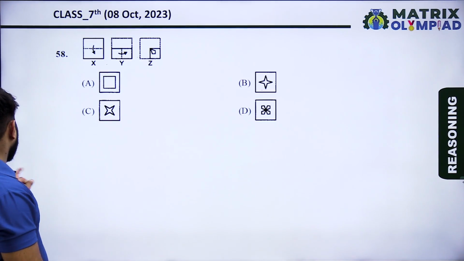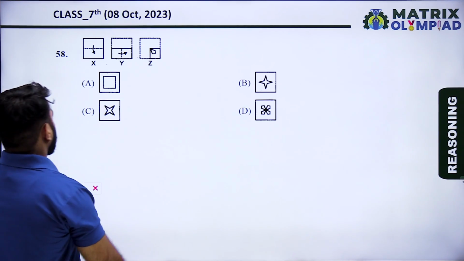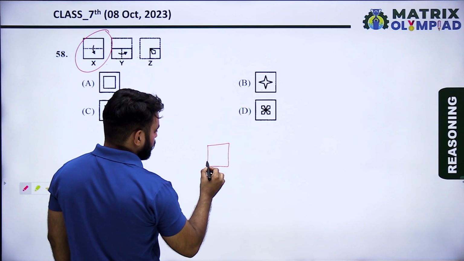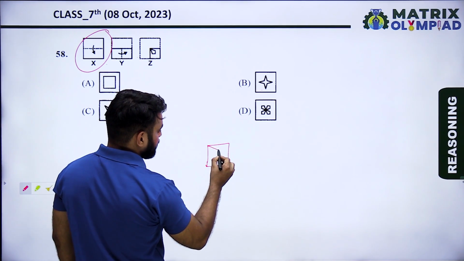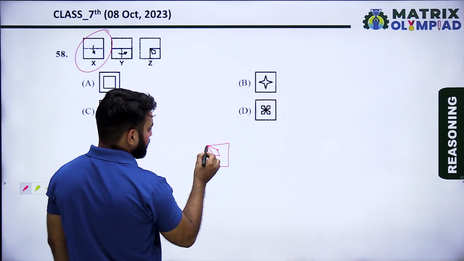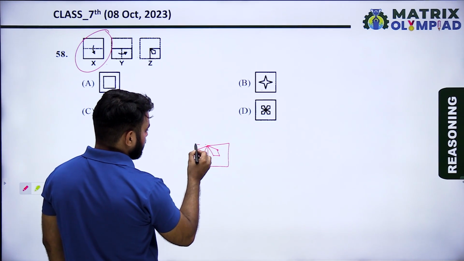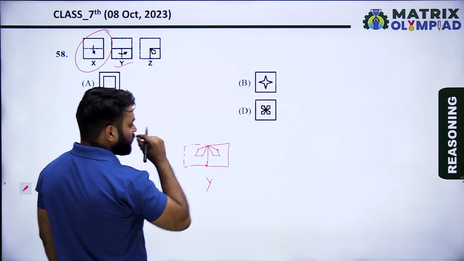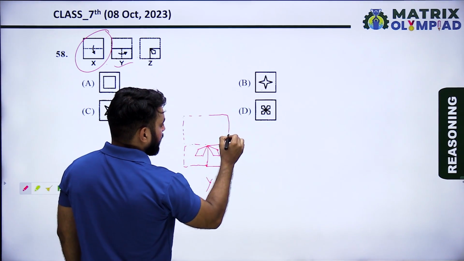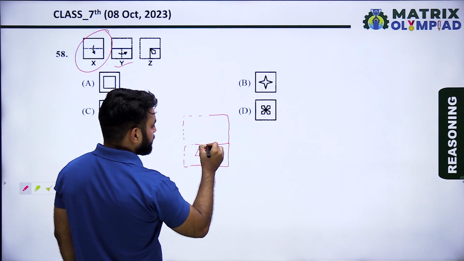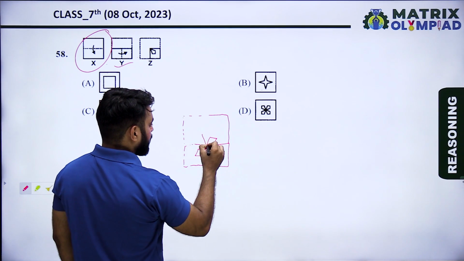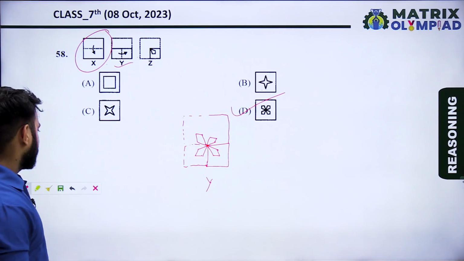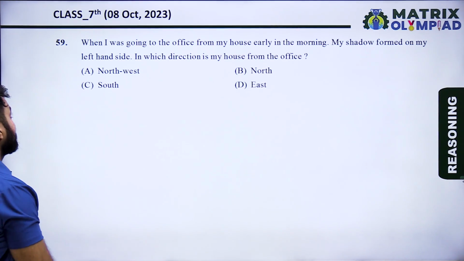So the next question is question number 58. Okay, now find the image of X. So first find the mirror image of Z. The mirror image of Z represents Y. Okay, so find the mirror image of Y. It represents the image of X. Okay, so option D is the correct answer. Okay, let's move on to the next question. So the next question is question number 59.